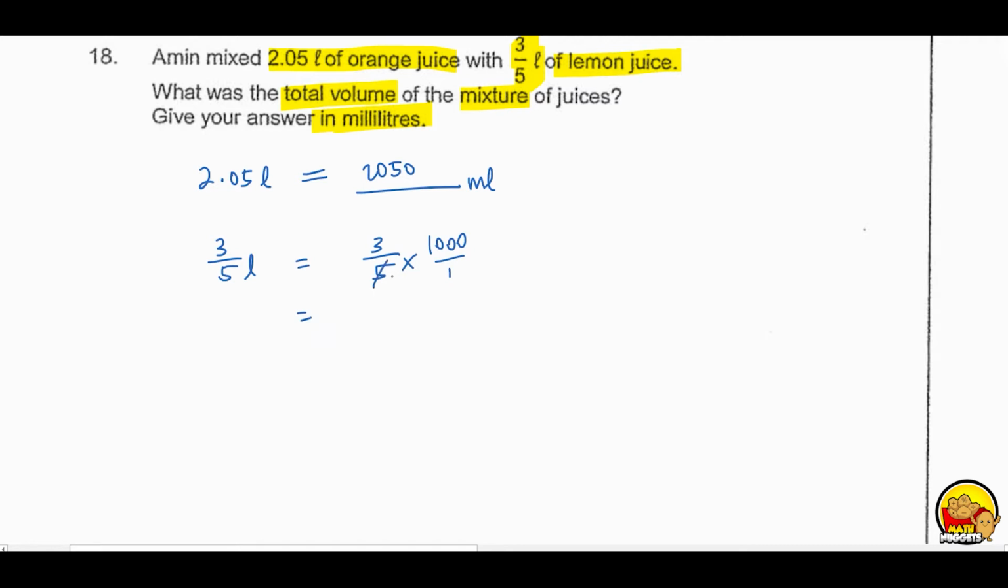Fractions cross cancellation, divided by 5. Divided by 5, we get 600 milliliters. So the total would be 2050 plus 600, which is 2650 milliliters. That will be the answer.